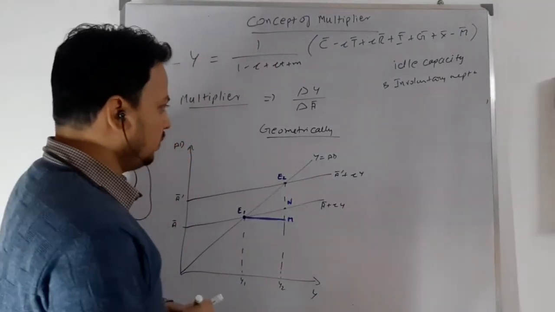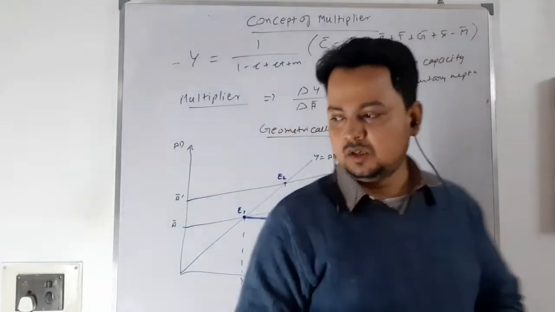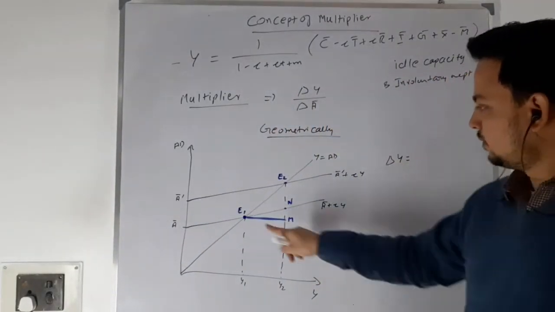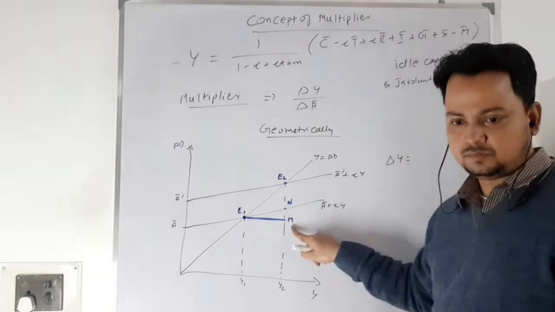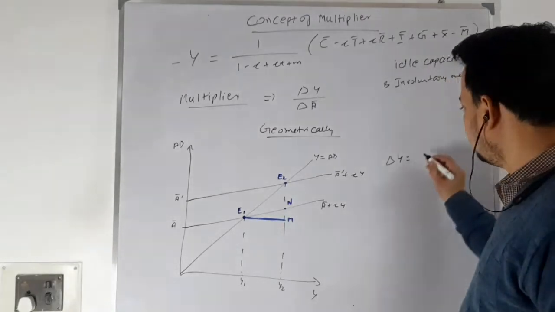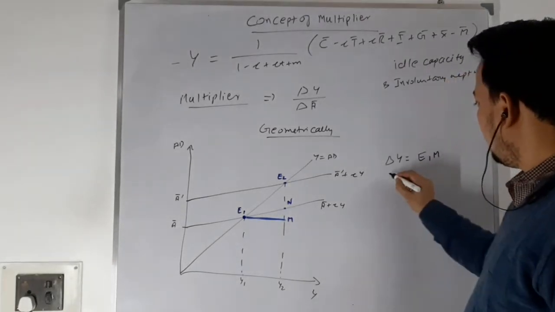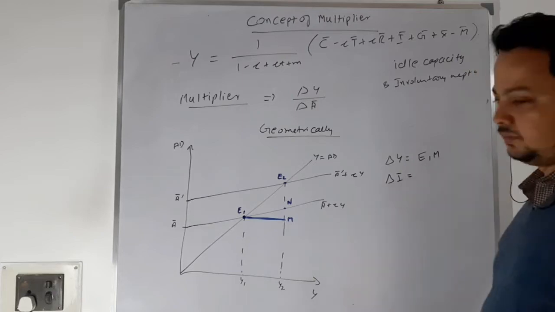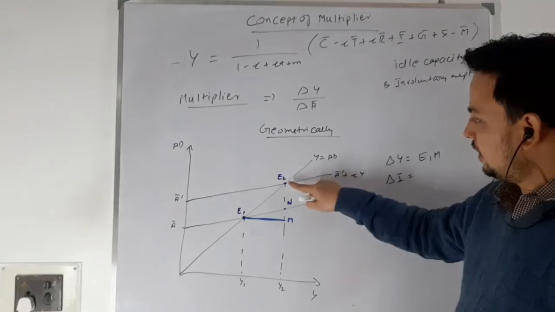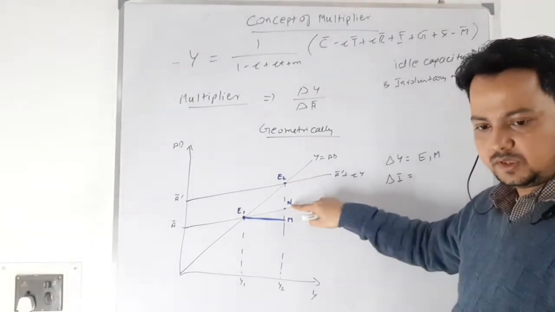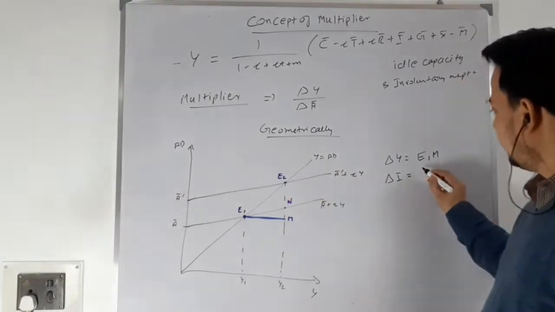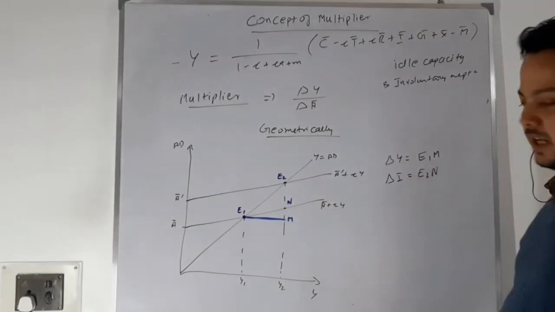Now, what I am writing here, write it down. How much is the change in income? E1M. Yes or no? Write down: change in income is E1M. How much is change in investment? E2N, or 100 you can say. Write down E2N. Everyone?